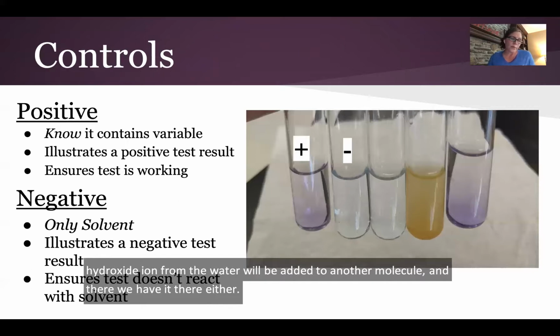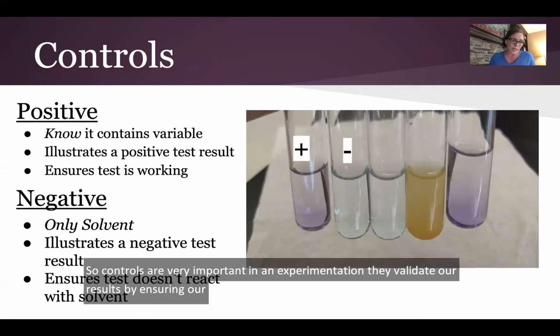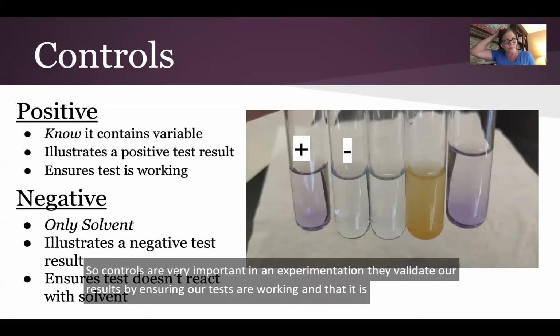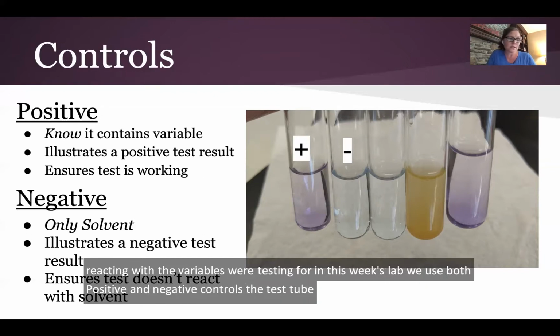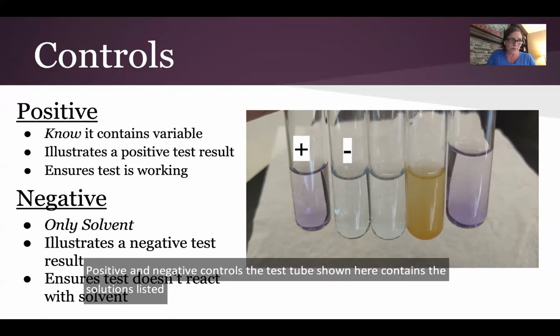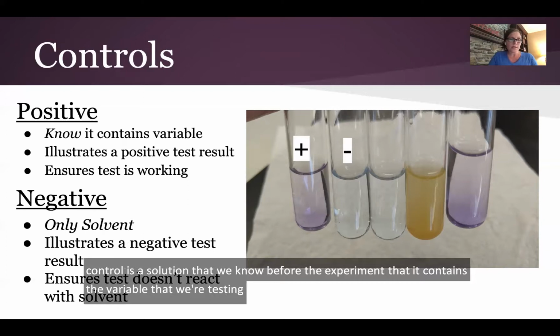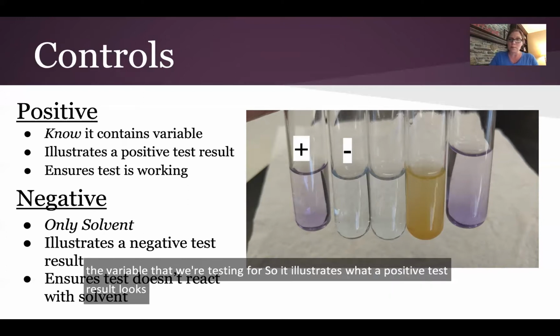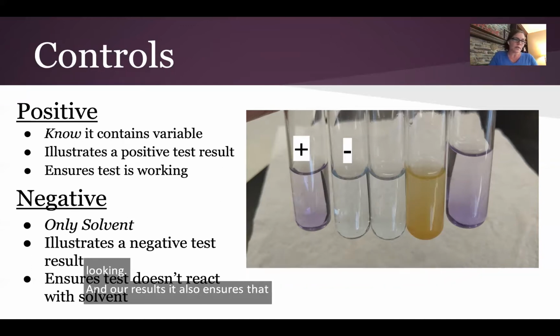So controls are very important in experimentation. They validate our results by ensuring our tests are working and that it's only reacting with the variables we're testing for. In this week's lab, we will use both positive and negative controls. The test tubes shown here contain the solutions listed on table 6.2 on page 58 of your lab manual. A positive control is a solution that we know before the experiment contains the variable that we are testing for. So it illustrates what a positive test result looks like so that we have something to compare it to when we're looking at our results. It also ensures that the test is reacting the way that we would expect it to.